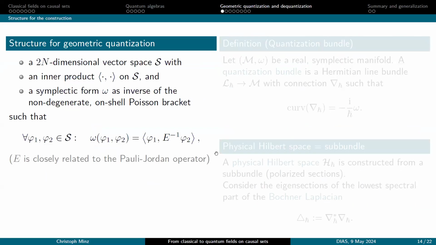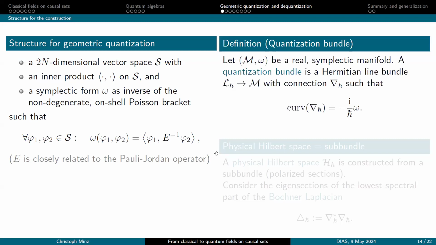So our input for the geometric quantization is very similar to what we had before. We have a 2n-dimensional vector space S. We have an inner product on that space, which is just the pairing of vectors. And then we have a symplectic form that essentially comes from our Poisson bracket, which we can invert whenever we are on the solution space. So this is at least for this very specific setting of a finite causal set.